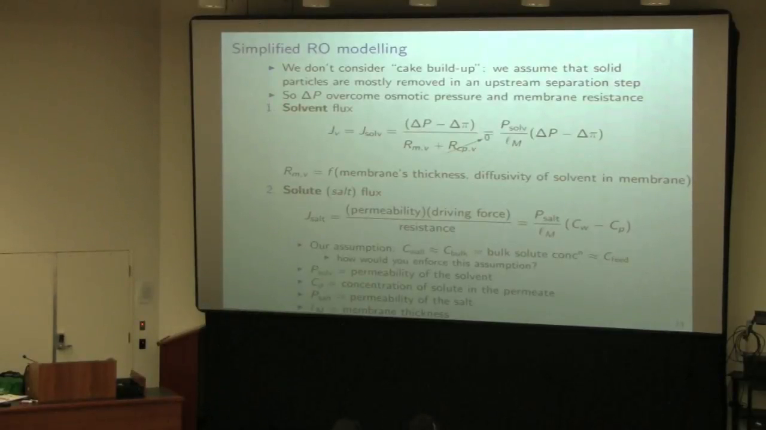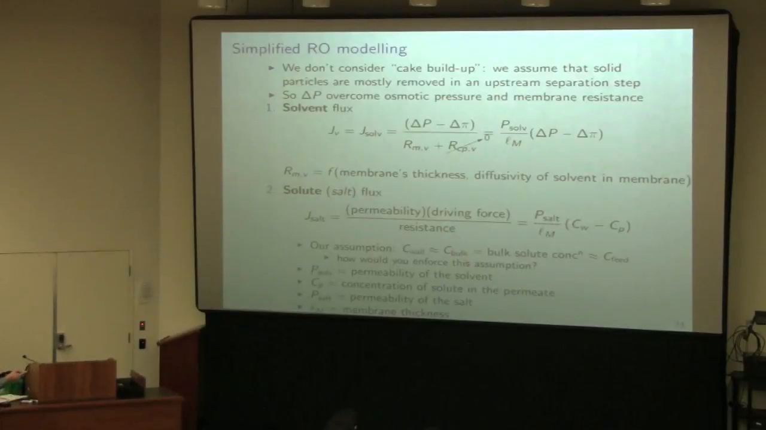We also have a second flux. We have a flux due to the solvent. We measure it in, let's say, meters cubed of solvent per hour per meter squared of membrane. That's the solvent flux, usually on a volumetric basis. But we also have the flux due to the solute. The salt itself has a flux. We're moving that salt through the membrane.